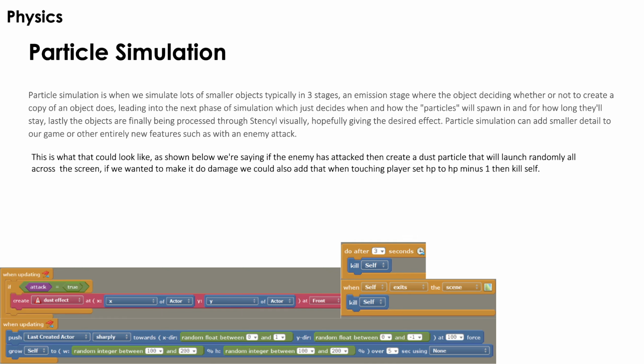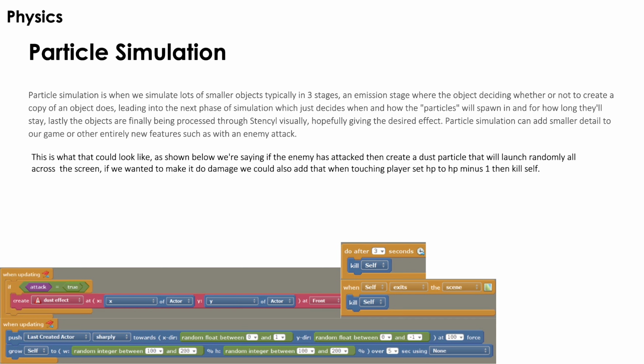Particle simulation. Particle simulation is when we simulate lots of smaller objects, typically in three stages: an emission stage, where the object is deciding whether or not to create a copy of an object, leading to the next phase of simulation, which just decides when and how the particles will spawn and for how long they'll stay. Lastly, the objects are finally being processed through sensor visually, hopefully giving the desired effect. Particle simulation could add smaller details to our game or other entirely new features such as with an enemy attack. This is what that could look like as shown below.